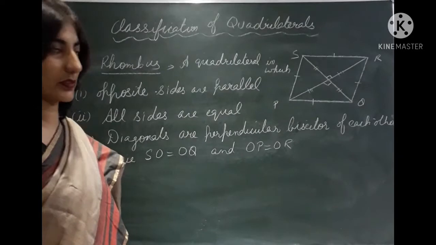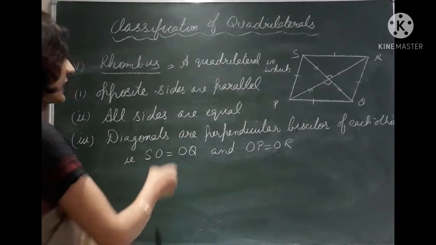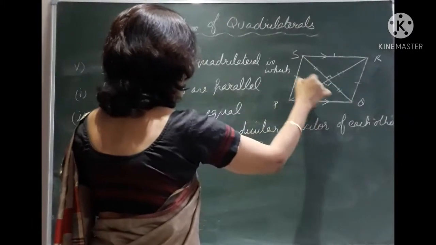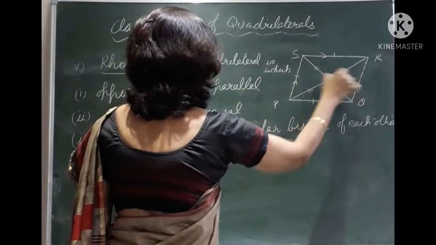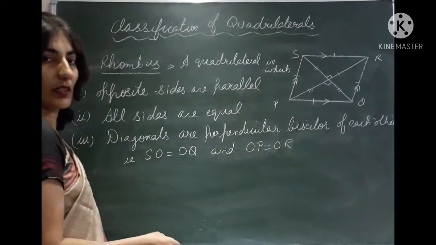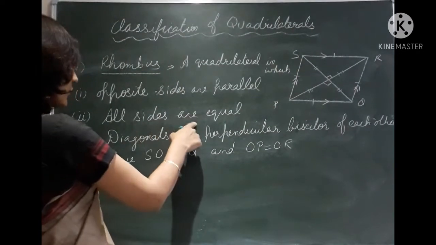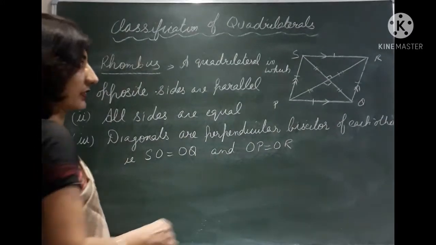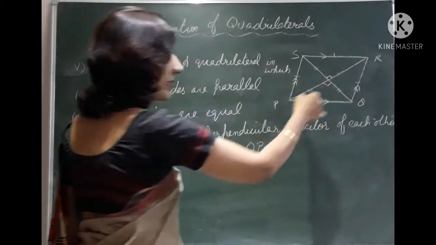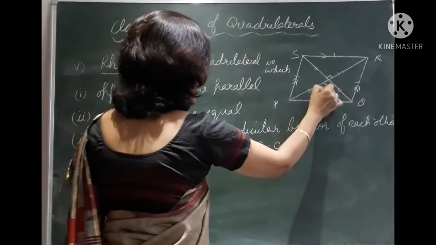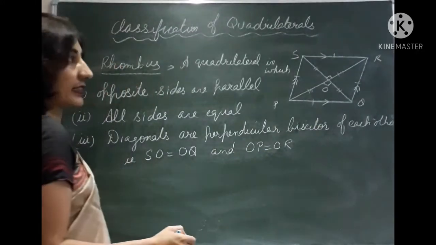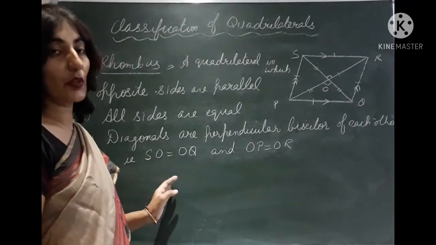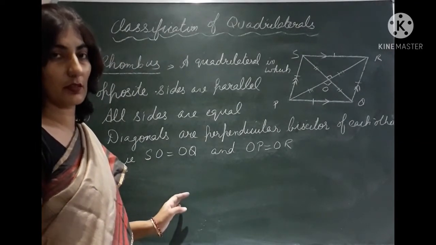Next is the rhombus. A rhombus is a quadrilateral in which opposite sides are parallel. These opposite sides are parallel. Then all sides are equal. Diagonals are perpendicular bisectors of each other. It's not necessary that the diagonals are equal in a rhombus. In a rhombus, the diagonals may be equal, may not be equal. Then it will become a special case of a rhombus.